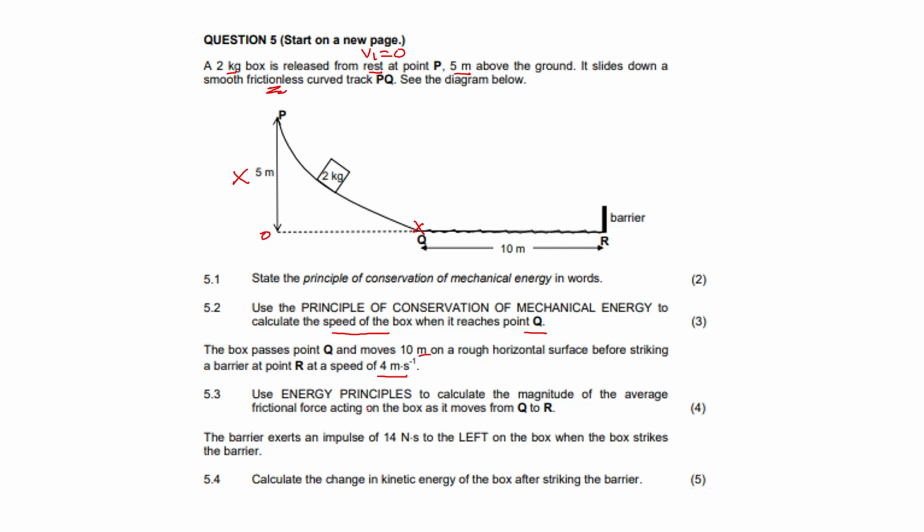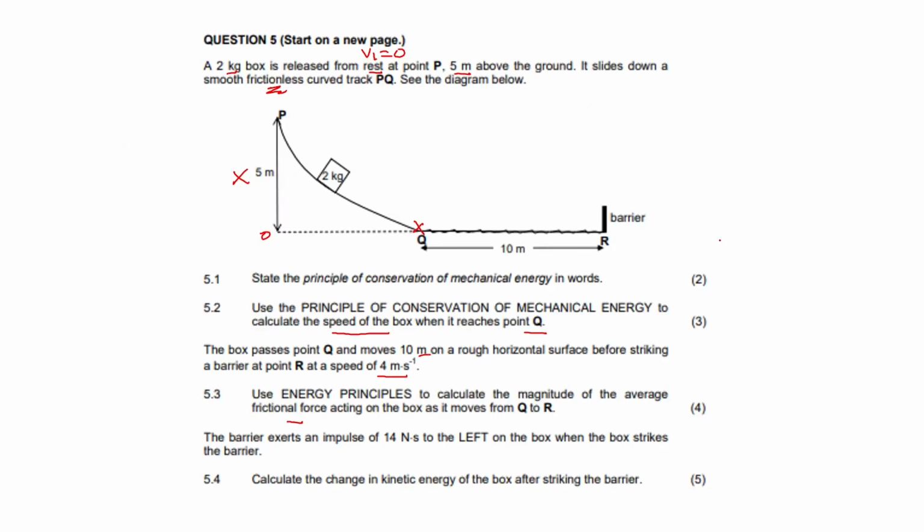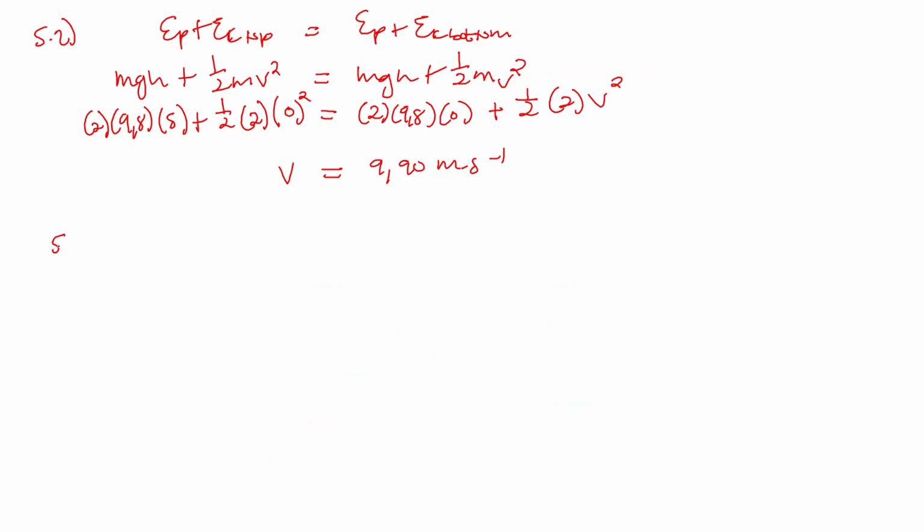5.3, use energy principles to calculate the magnitude of the average frictional force acting on the box as it moves from Q to R. Now, which formula could we use to find the friction? We can use this formula because then we have the net energy, and we also need the speed to be able to calculate the frictional force. So let's start there.